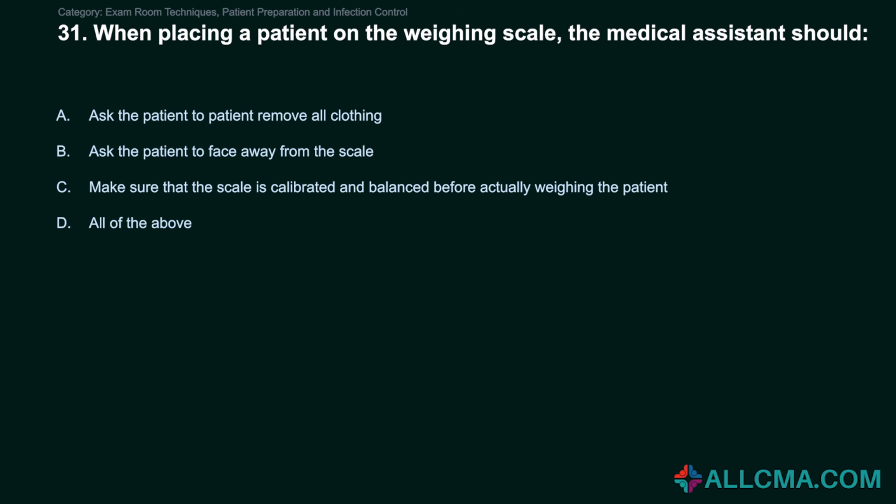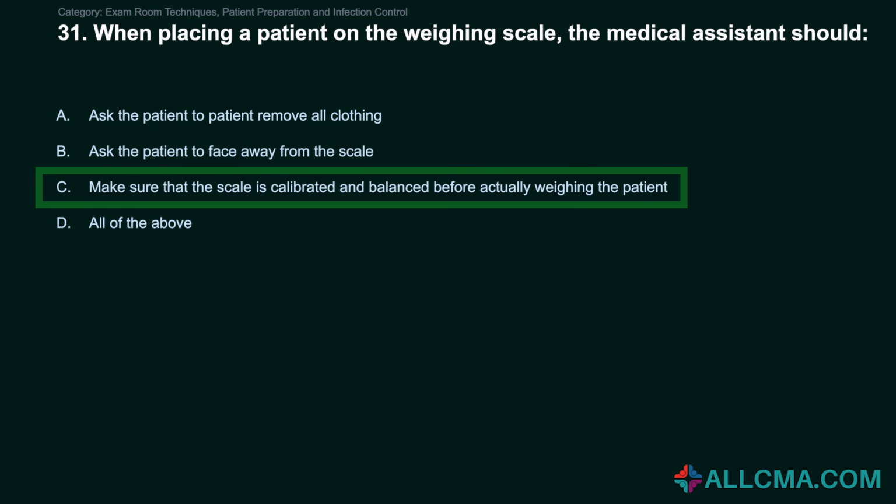31. When placing a patient on the weighing scale, the medical assistant should: A. Ask the patient to remove all clothing. B. Ask the patient to face away from the scale. C. Make sure that the scale is calibrated and balanced before actually weighing the patient. D. All of the above. Correct answer: C. Make sure that the scale is calibrated and balanced before actually weighing the patient.